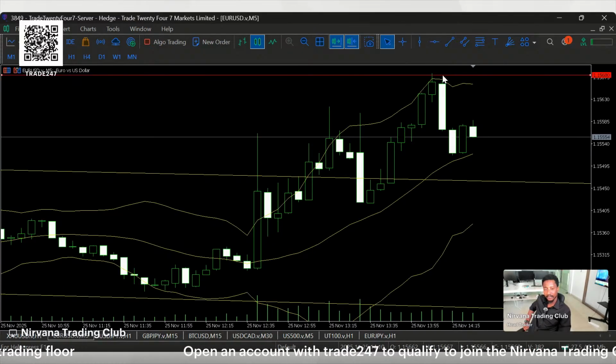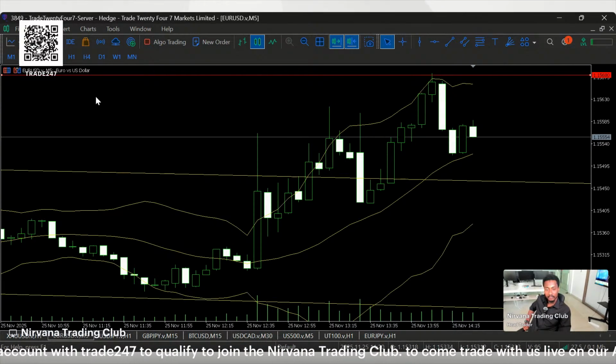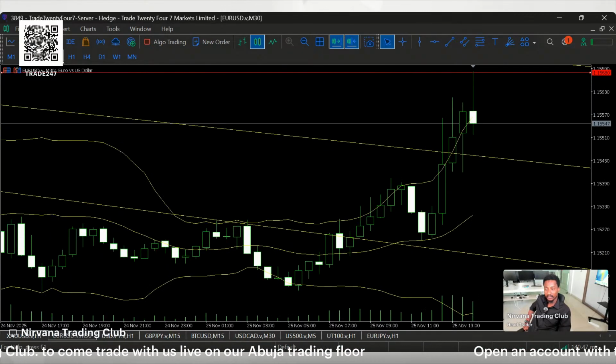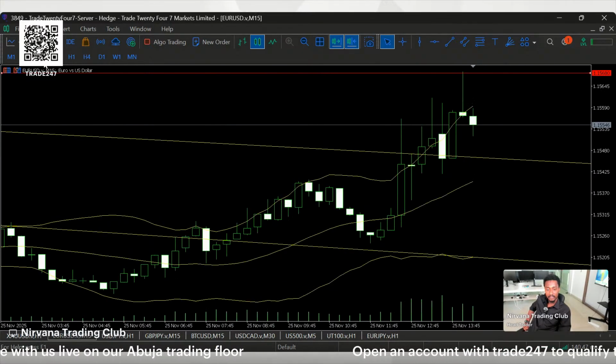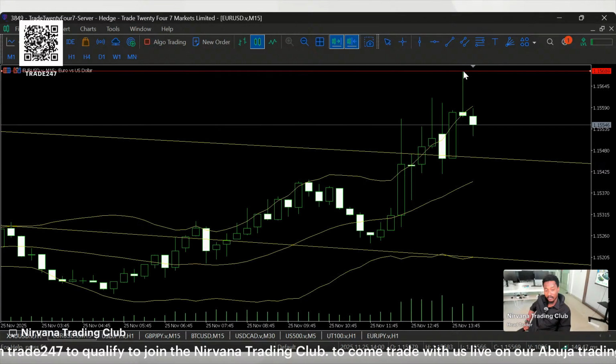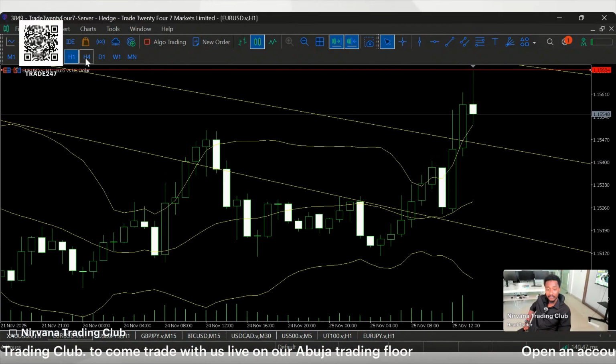So it looks like we have rejection here. Circle of completion for Euro USD and it's corresponding nicely. So this is the 15. Can you see this bearish pin? So this is looking like a very good confirmation for a sell continuation to the downside for Euro USD.